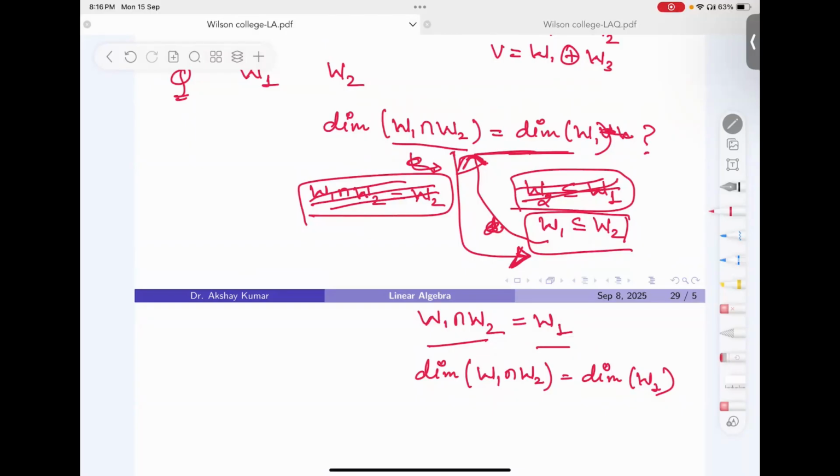Of course, if you take W1 equal to 0, then both are equal, right? But don't take this case, the 0 case we are not taking. So W1 intersection W2, we are not taking this case.